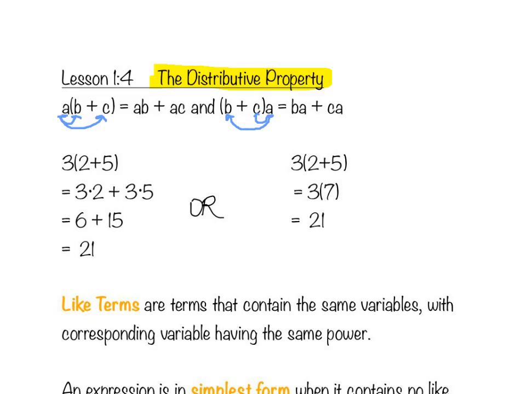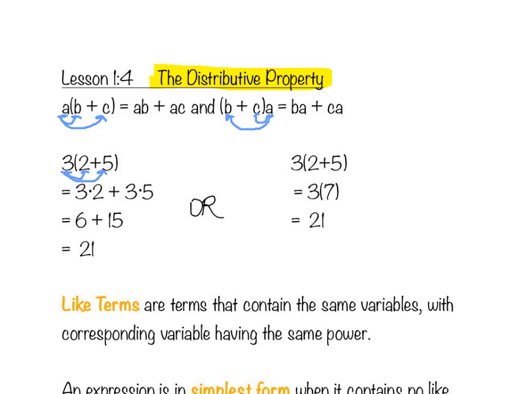Let me give you a numeric example. If I have 3 times the quantity 2 plus 5, I can distribute the 3 times the 2 plus the 3 times the 5. 3 times 2 is 6, plus 3 times 5 is 15, and the sum of 6 and 15 is 21.